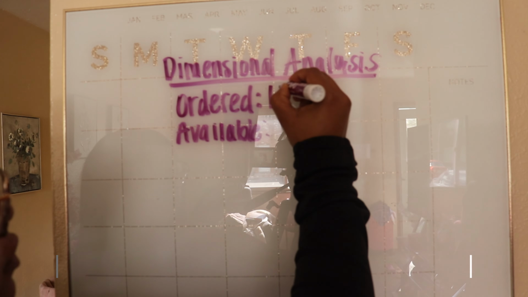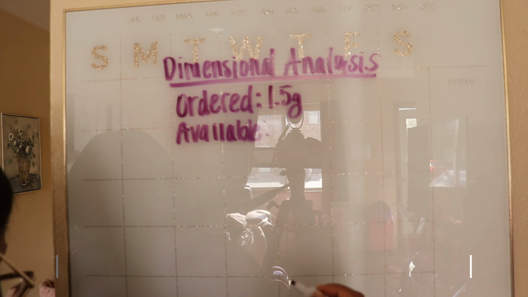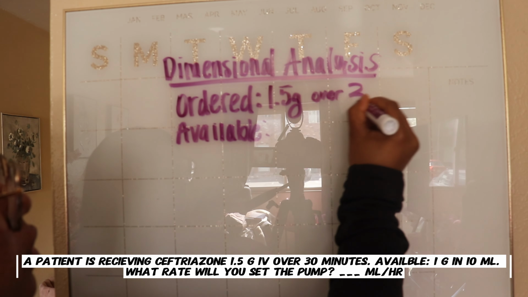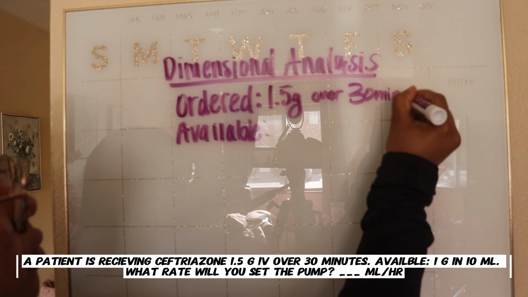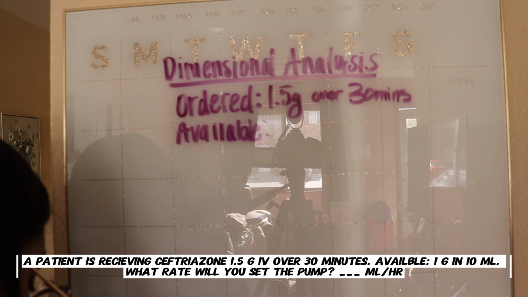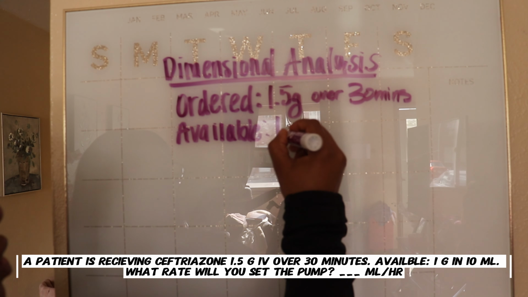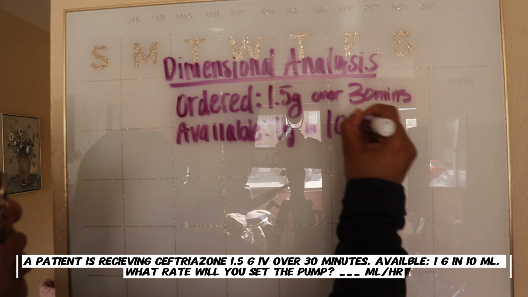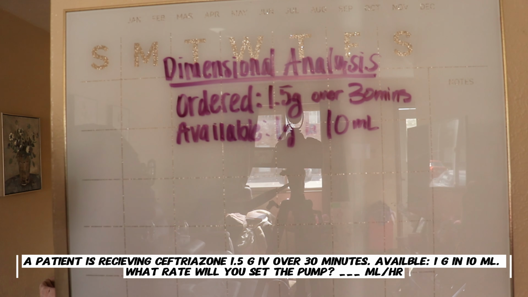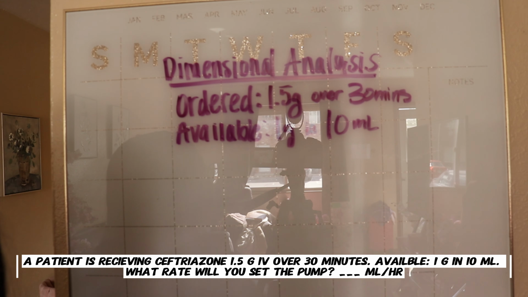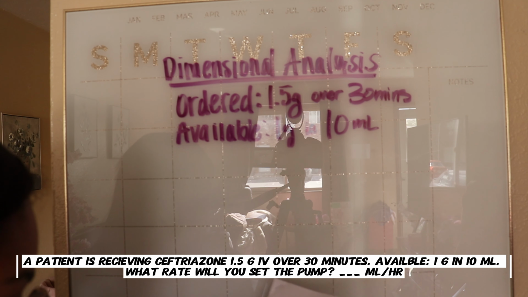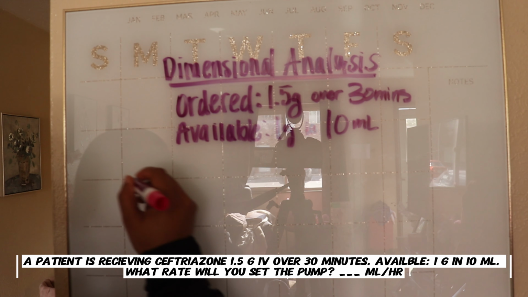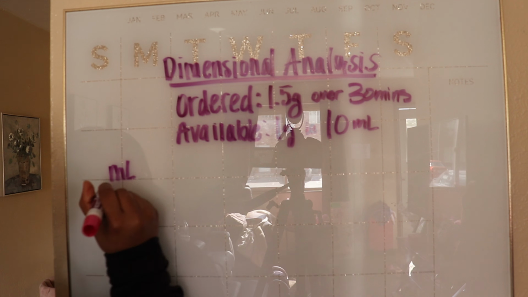All right, next question. We're always going to start with what's ordered. Just looking at the question here, we see that the order is 1.5 grams over 30 minutes. And it clearly tells us what is available, which is 1 gram in 10 mLs. I promise you, writing it out like this helps on your scrap paper if you struggle with dimensional analysis. Get a pen, get a paper, and write it out with me as I'm doing it. I promise you guys the repetition is going to help you.